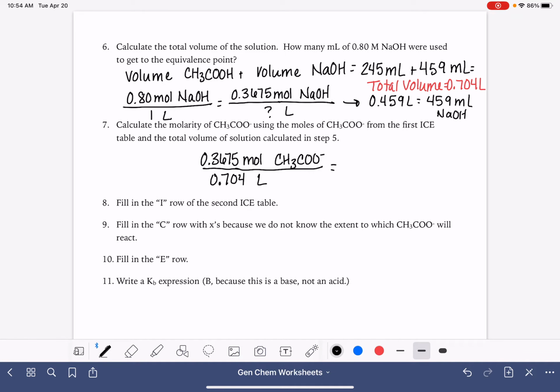I hope you're keeping up. These problems are really, really difficult and really, really tedious. So be patient with yourself when you're working on them. 0.522 molar acetate.